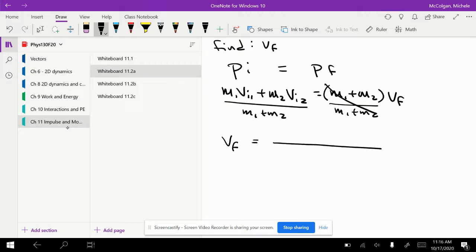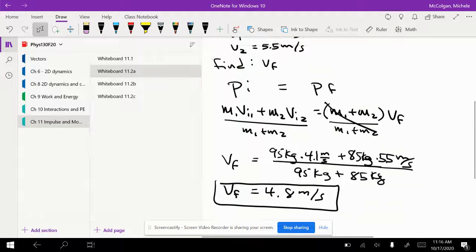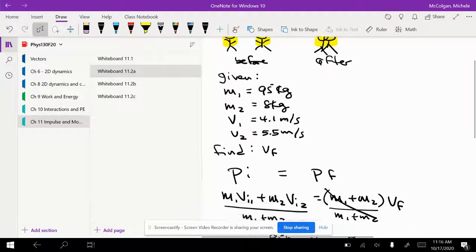So M1 is 95 kilograms. Velocity 1 is 4.1 meters per second, plus 85 kilograms times 5.5 meters per second, all over 95 kilograms plus 85 kilograms. And when I plug that all into my calculator, I get 4.8 meters per second. So that's how fast, right after the tackle, they're going when we consider them both traveling together.